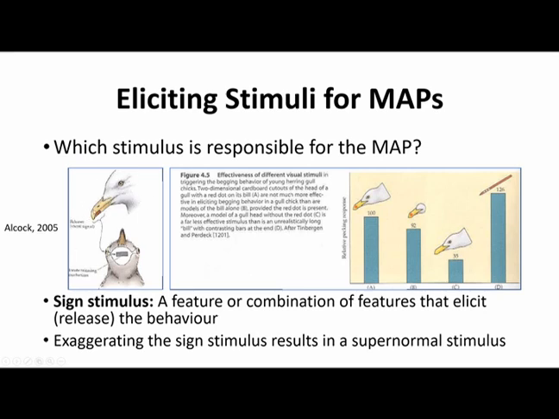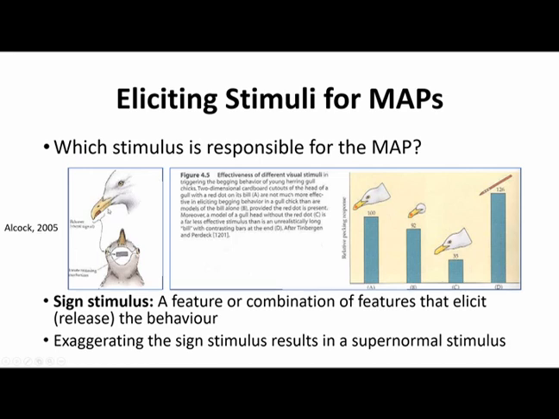So here we have an adult gull, and at the bottom of their beak they have this red spot. And the idea is that when their chick is young and still in the nest and needs to be fed, the chick will peck at that red spot, and that triggers the parent to regurgitate food and feed the chick.